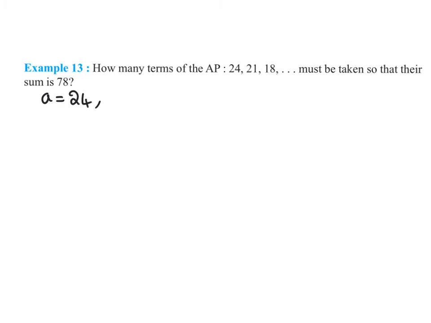What is the common difference d? It is 21 minus 24, which is minus 3. What is the sum of this arithmetic progression? 78. It's given in the question. We are supposed to find how many terms. N is equal to how much?